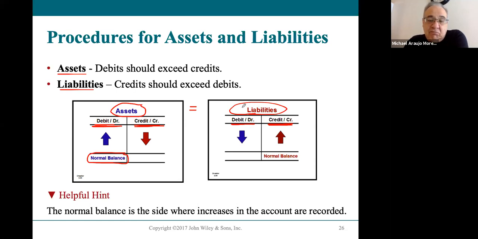Very much like the balance sheet, right? Assets are on the left side, and guess what? Assets increase on the left side. On the right side of the balance sheet, you have liabilities. Guess what? Liabilities increase on the right side of their accounts. So you can always think of that balance sheet when you're thinking about, okay, how does this account increase?